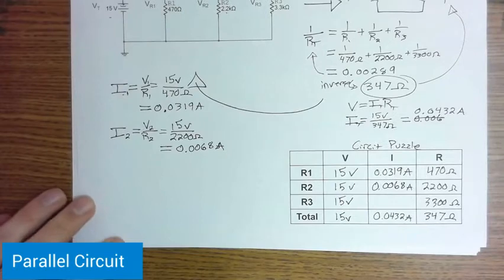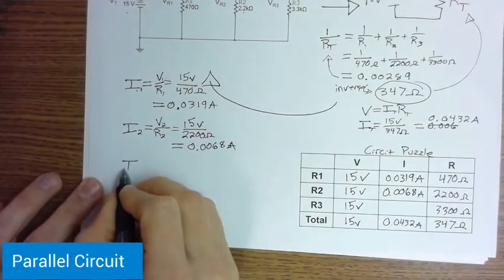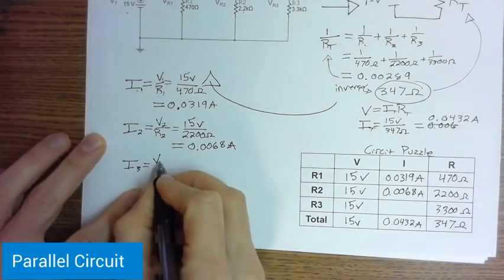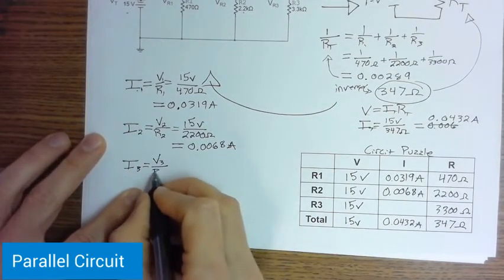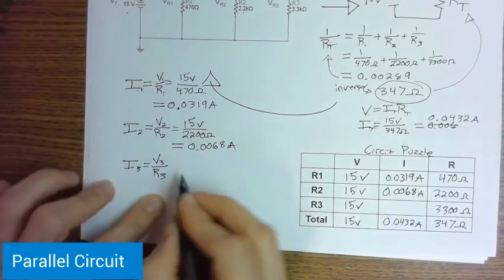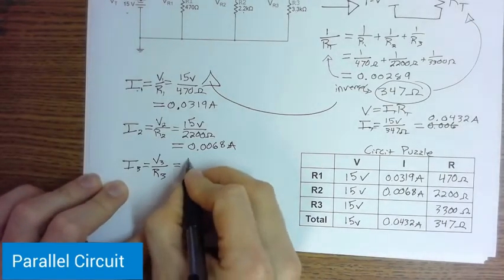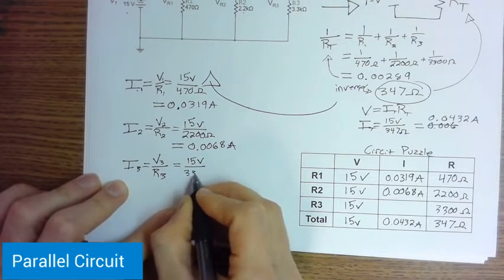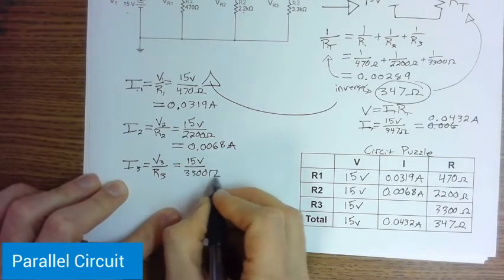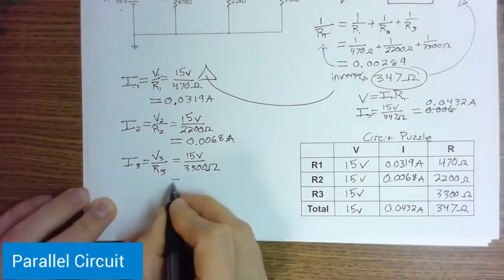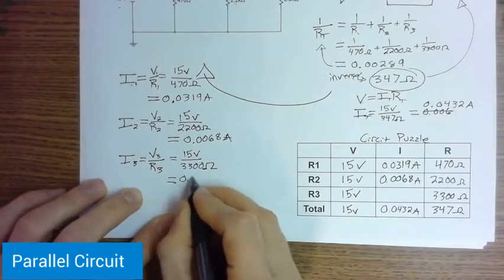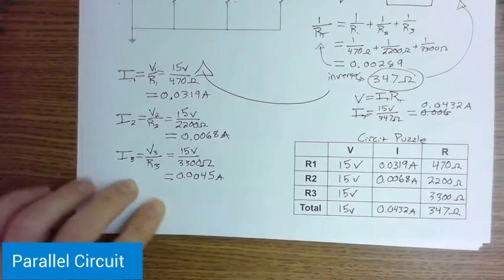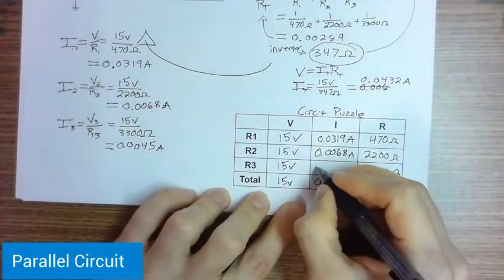Now we only have one more. So same way, the current through that third branch is equal to the voltage drop divided by that resistance. So 15 volts divided by 3,300 ohms. That is equal to 0.0045 amps. Write that in our circuit puzzle.